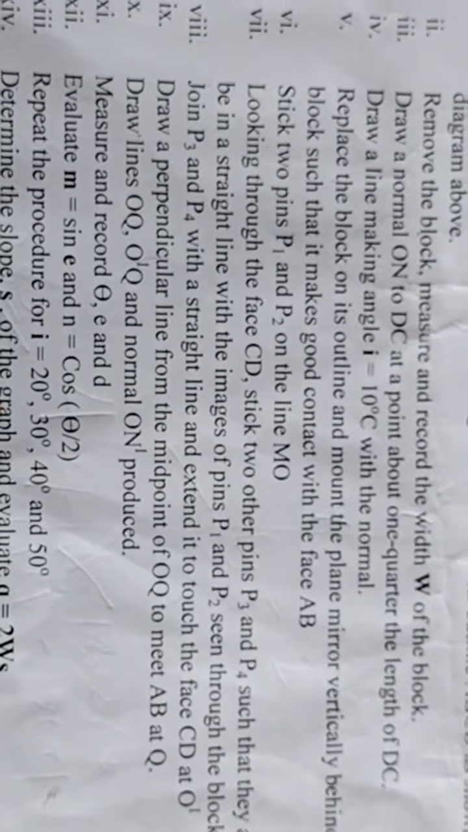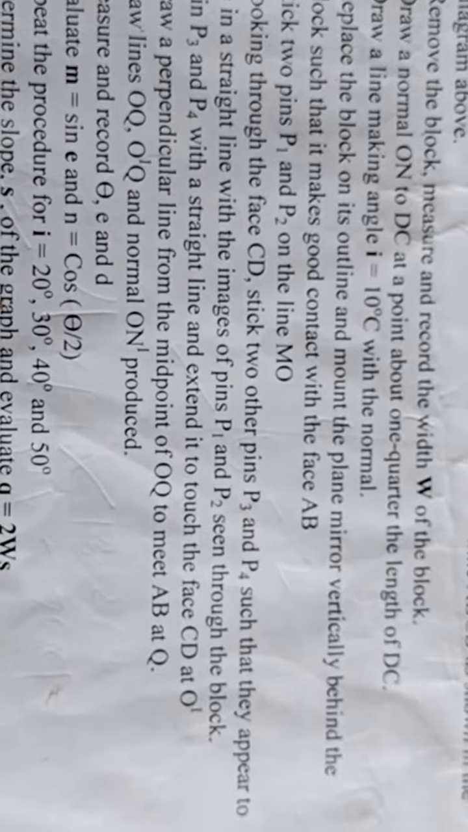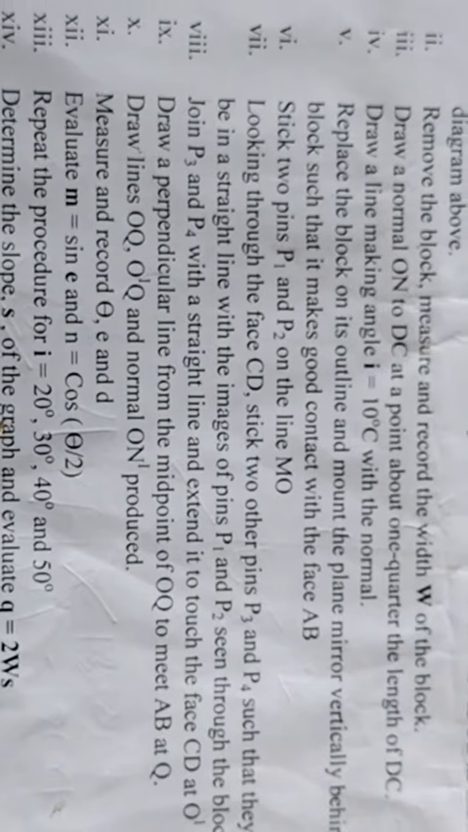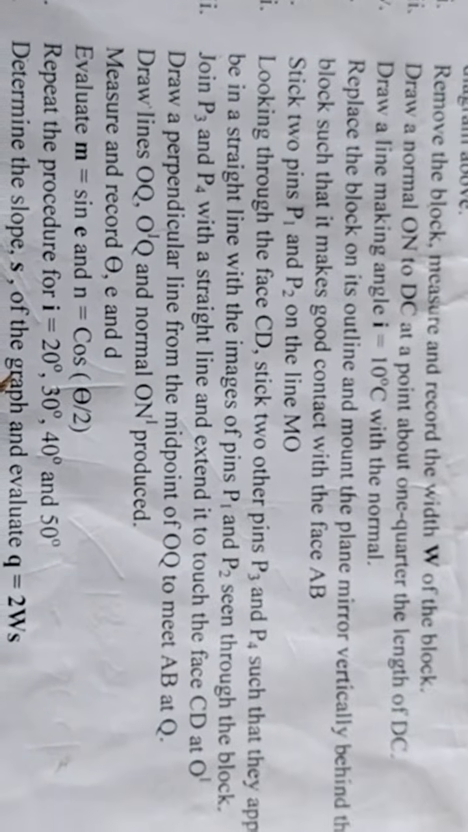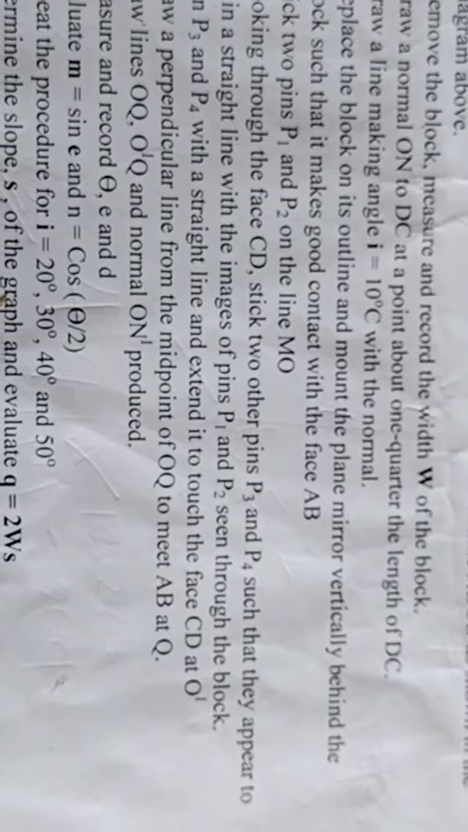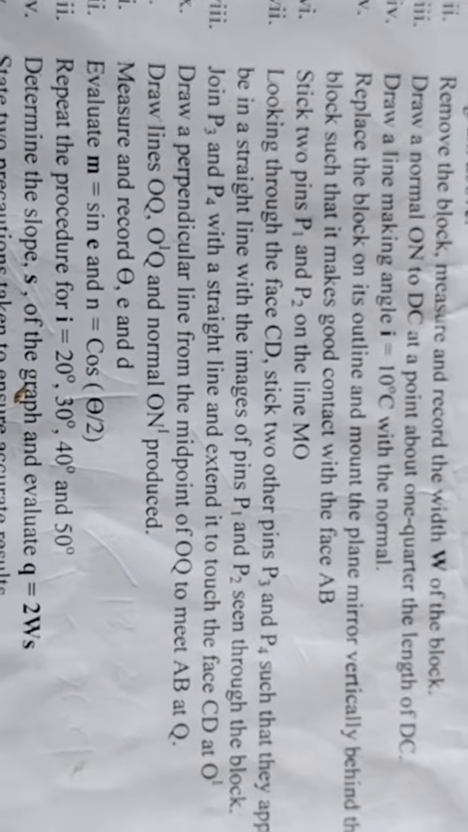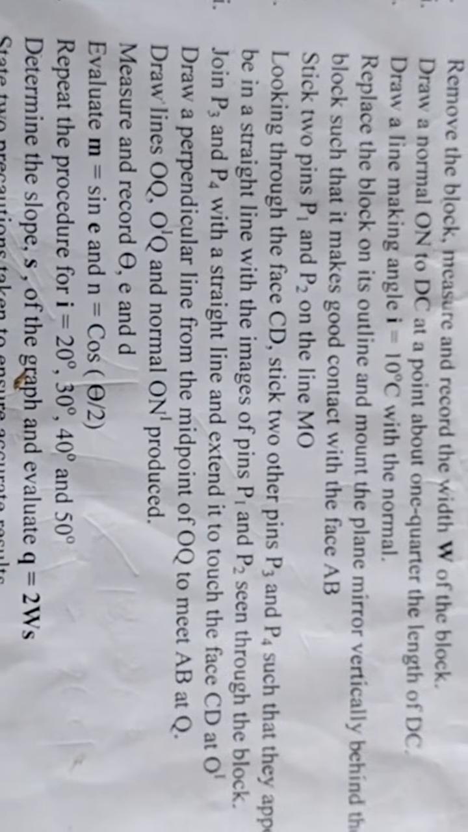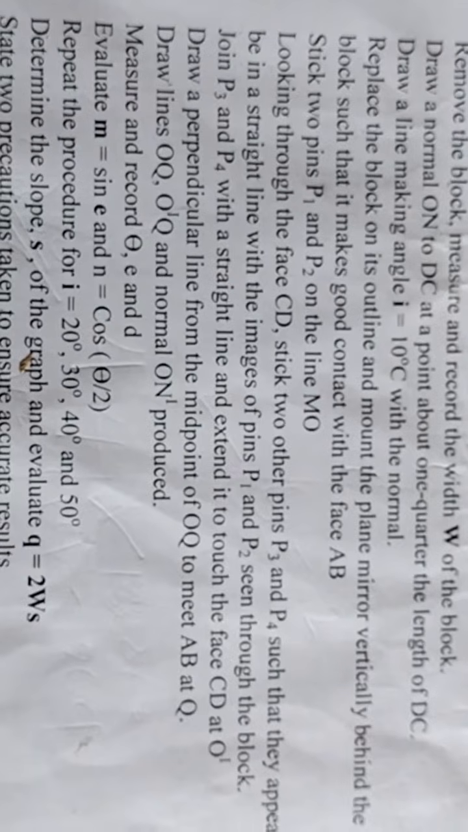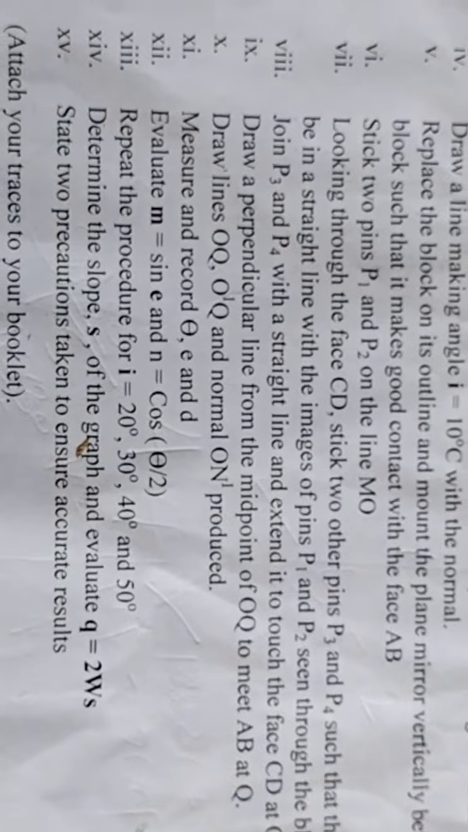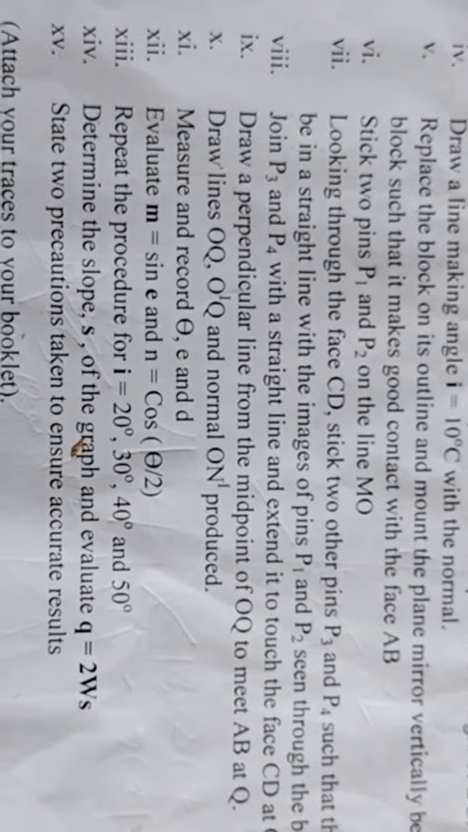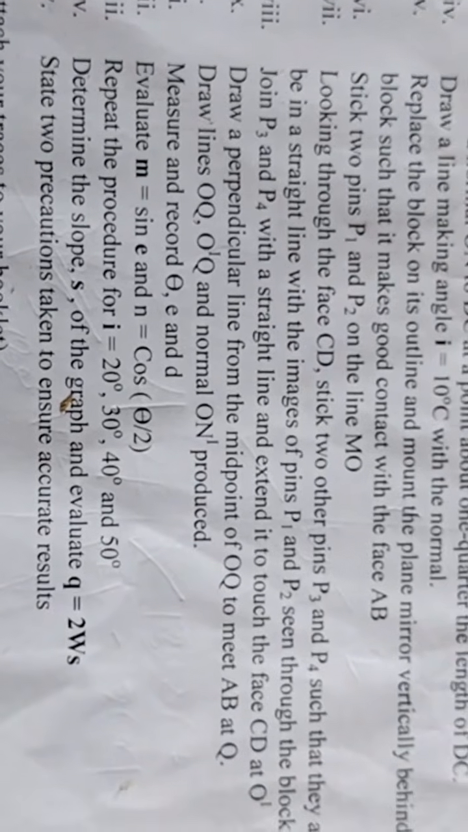Step eight: join P3 and P4 with a straight line and extend it to touch the face CD at O prime. Step nine: draw a perpendicular line from the midpoint O to meet AB at Q. Step ten: draw lines OQ, O prime Q, and O prime M prime produced. Step eleven: measure and record theta, E, and d. Step twelve: evaluate m equal to sine E, and n equal to cos theta over 2.